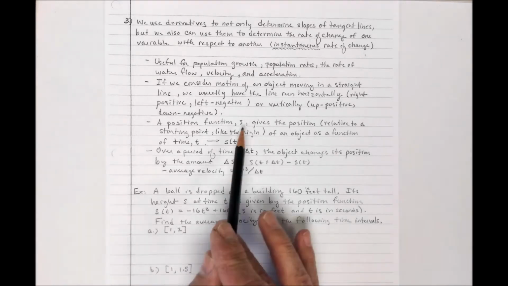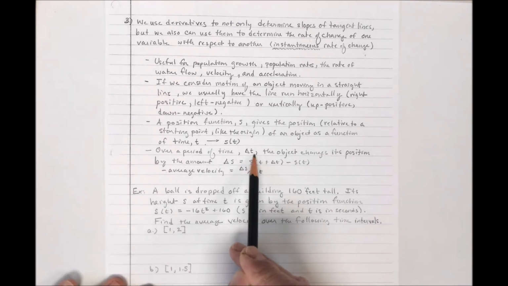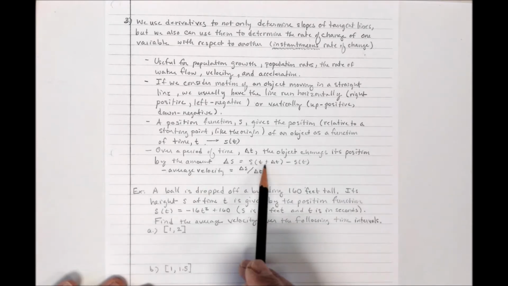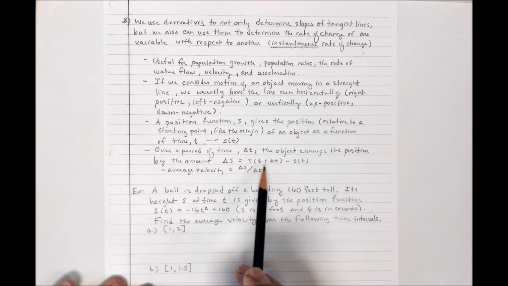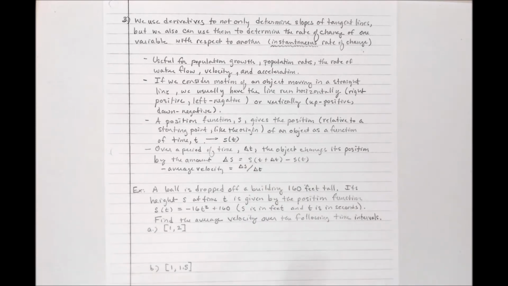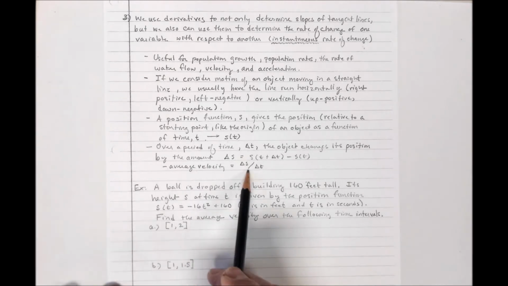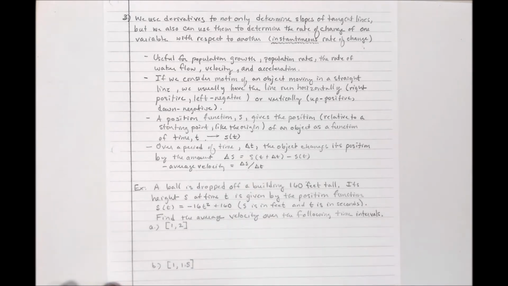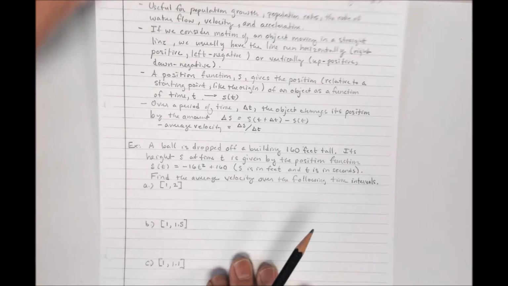Now, why they use s for position, I'm not sure of the history of that, but that's what you'll see 99% of the time. And over a period of time, the change in time, delta t, the object changes its position by delta s, which is the difference in the s values. We plug in different values for t, we find the corresponding values for s, or like our y values, our dependent variable. And the average velocity, of course, is delta y over delta t, which means instantaneous is going to involve a derivative or a limit, or actually both.